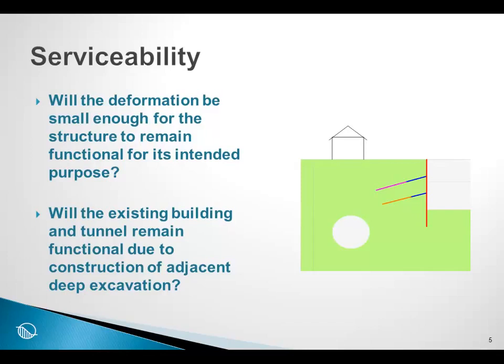The same goes, for example, for a tunnel lining. If the construction of the deep excavation causes the lining in the tunnel to crack and perhaps produce leakage into the tunnel, then the deformations have been too large and the tunnel is no longer serving its intended function, or perhaps cannot serve its intended function because of the leakage or the cracking in the liner.